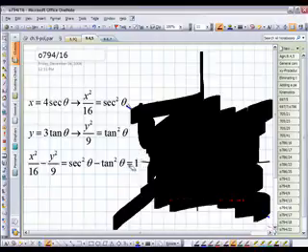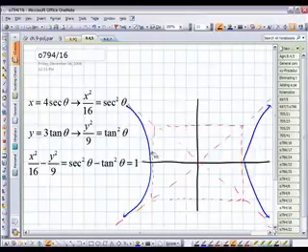And so you see that these two parametric equations actually give you a hyperbola centered at 0, 0. Going horizontally, we go out 4 left and right, up and down 3 to get our box, gives us our asymptotes. So there's our hyperbola.